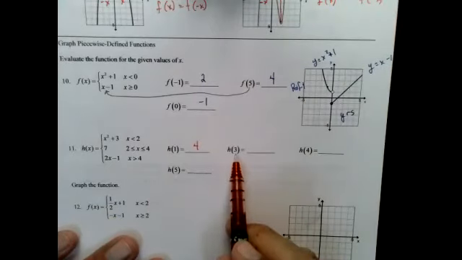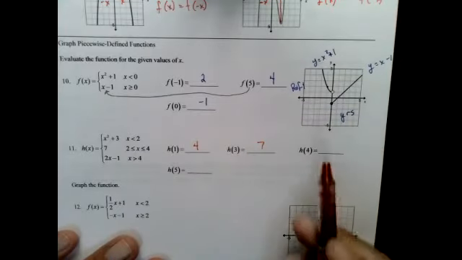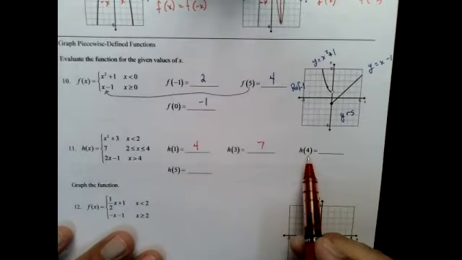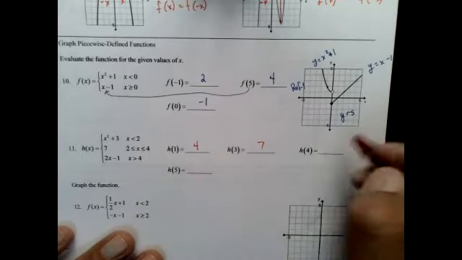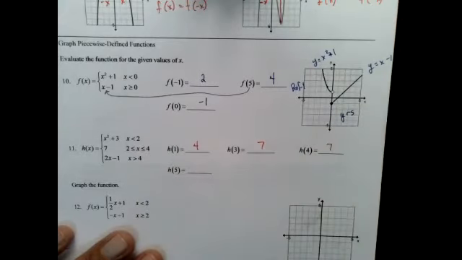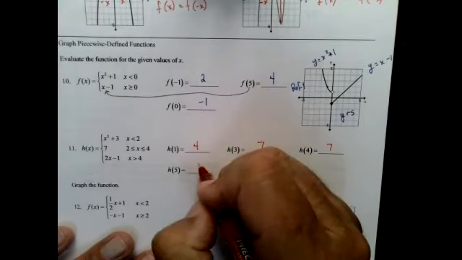3 gets plugged into the middle one, the second equation. 4 gets plugged into the middle one. It's got a little equal sign, so that's going to be it. And 5 is going to get plugged into the bottom one. Looks like I get 9.